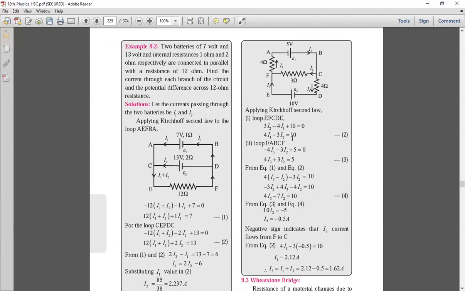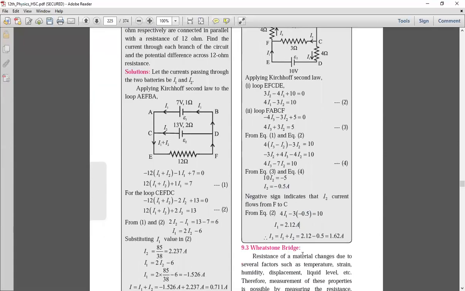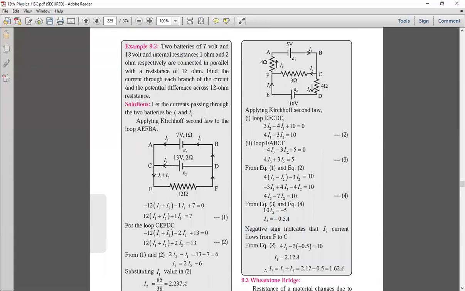Because this is the book, they will solve in their way. Just see whether you are getting the answers or not.